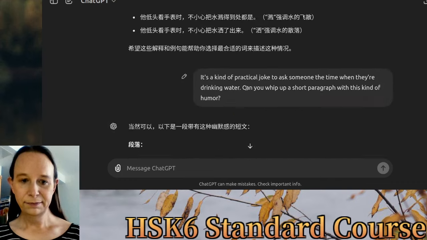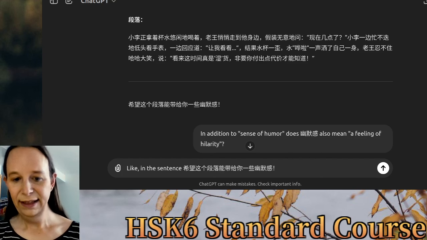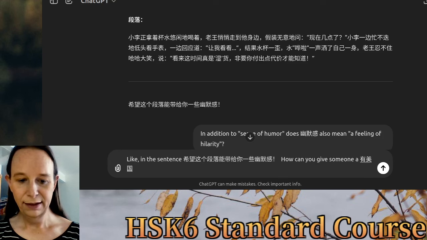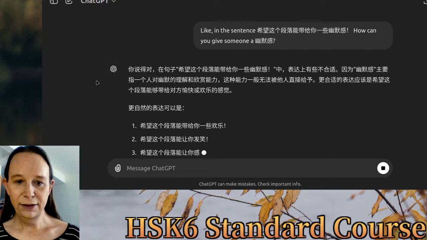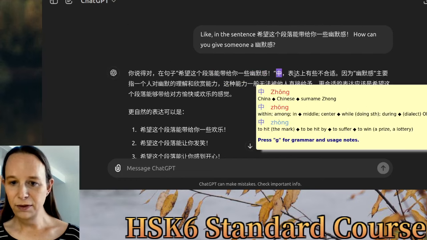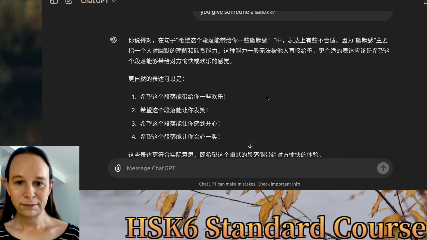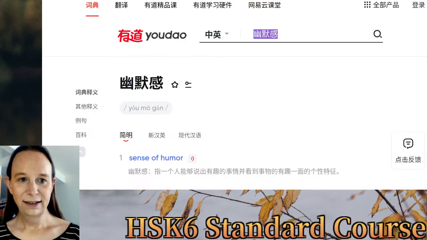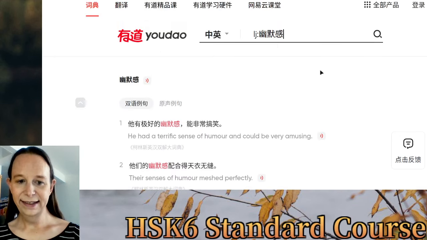So in the sentence, how can you give someone a 幽默感? Maybe ChatGPT is just wrong. 你说的对, 在句子希望这个中表达的有一些不合适. Okay, yeah, so ChatGPT is wrong. Let us check. 毫无幽默感的人. Yeah, sense of humor. It's the same in English and Chinese.